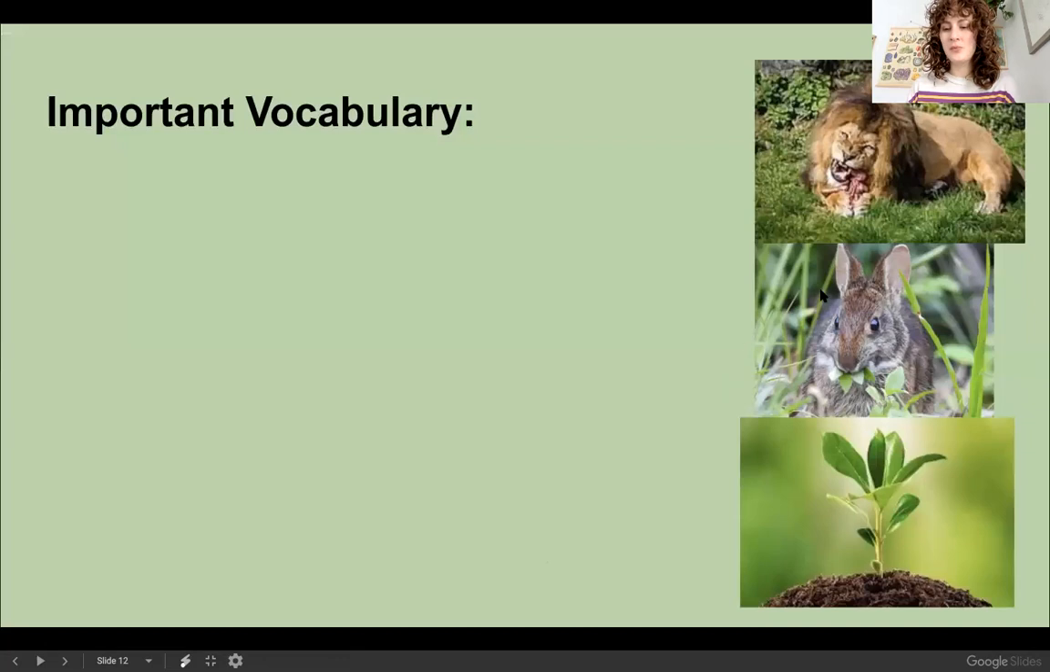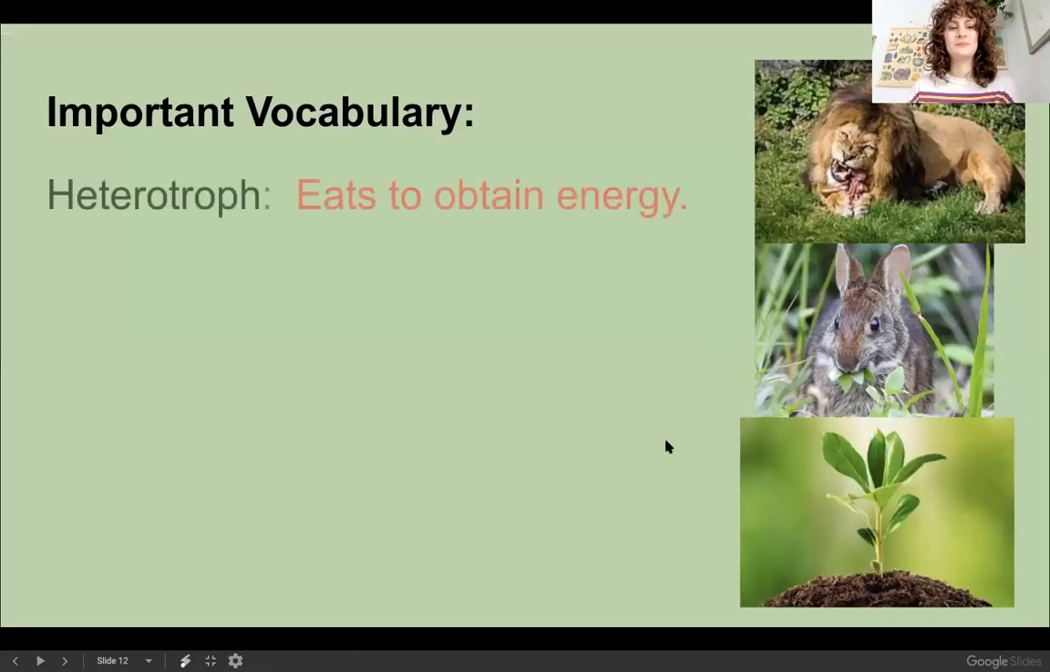All right, a couple of important vocabulary terms that are going to be key here. So how organisms, not just animals, we're talking about all different living things, how they get their food, how they get their energy is one way that we distinguish different types of living things, different types of organisms. So we have heterotrophs. Heterotrophs are anything that eats to obtain energy.